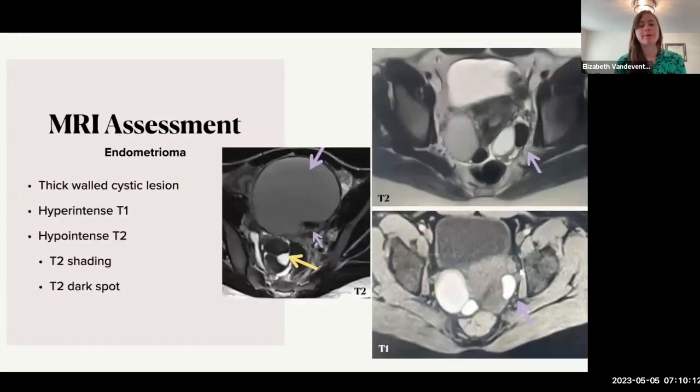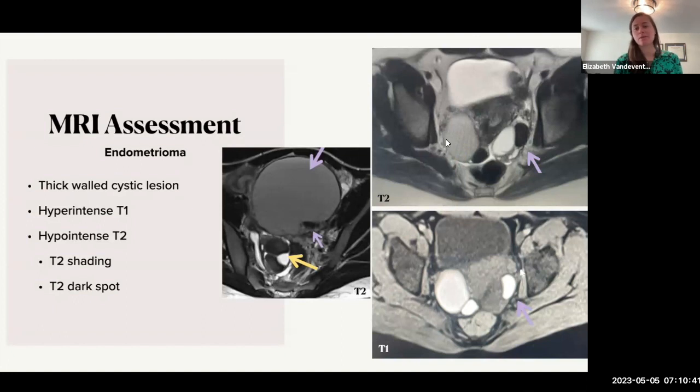So when we're talking about MRI endometriomas, again, we're looking for these thick-walled cystic lesions, similar to on ultrasound. What you expect to see on MRI is that they are T1 hyperintense. So this is a T1 weighted image down here, and we can see there are 3 endometriomas on this axial image in this patient. This is the corresponding T2. So they're T1 hyperintense. They tend to be T2 hypointense. So we can see that these two are particularly T2 hypointense.